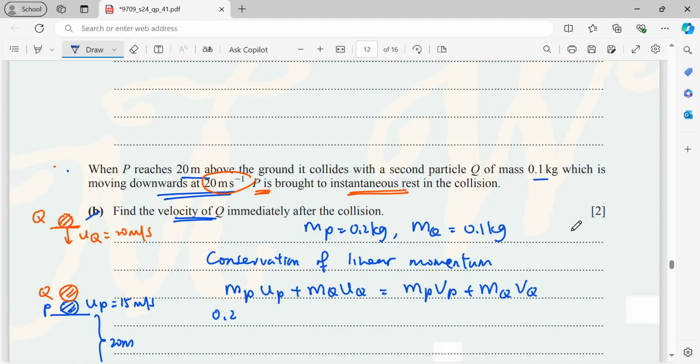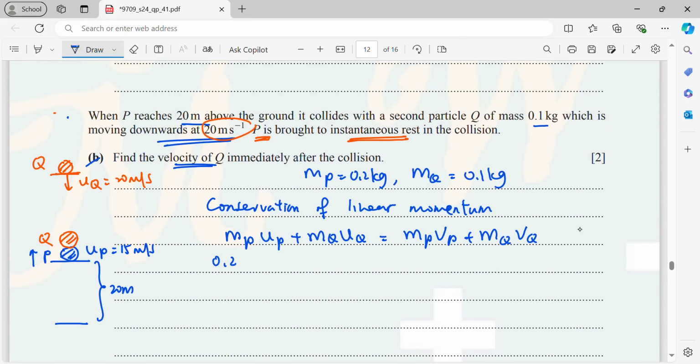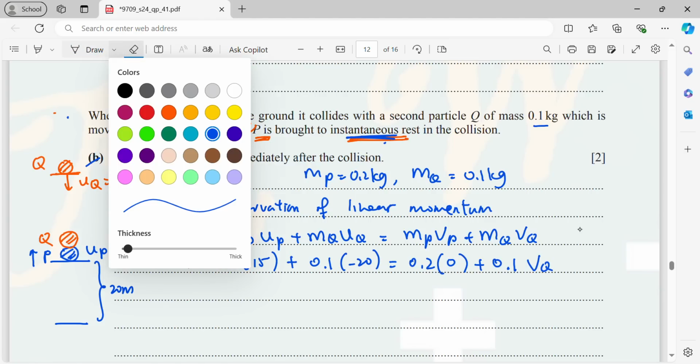I'll get 0.2. Now here you have to be careful. The Q moving down, the P is actually moving up. So I will treat the moving up as positive. So here is going to be 15 for the UP, and the MQ is 0.1. Since the MQ is moving down, that means it will be negative. And now MP is 0.2. VP will be 0 because right after the collision is rest. So 0 plus 0.1 VQ. So here is VQ. Right? So here I will use orange color.